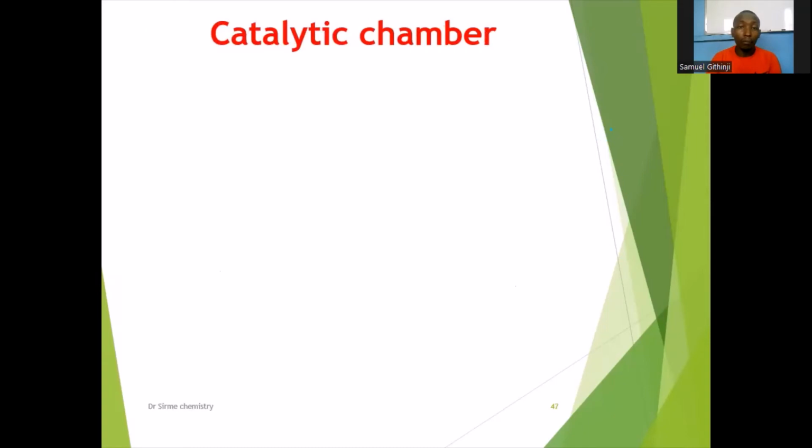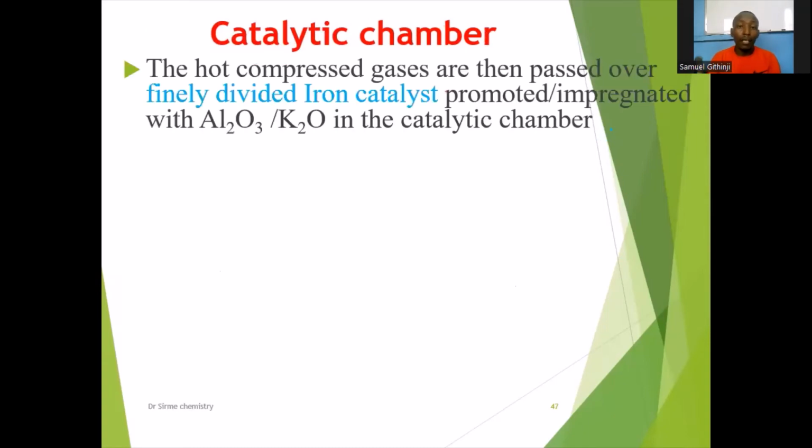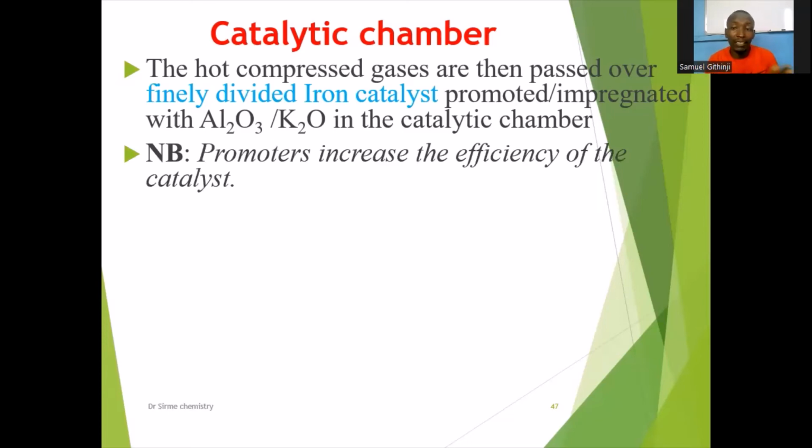Catalytic chamber. What exactly happens? Remember now, the mixture of hydrogen and nitrogen is hot and compressed. It is passed through a finely divided iron catalyst that is promoted. Actually, some people say it is impregnated with aluminum oxide or potassium oxide. Remember, these are called promoters. The promoters will increase the efficiency of the catalyst. Yes, they increase the surface area and the efficiency of the catalyst.